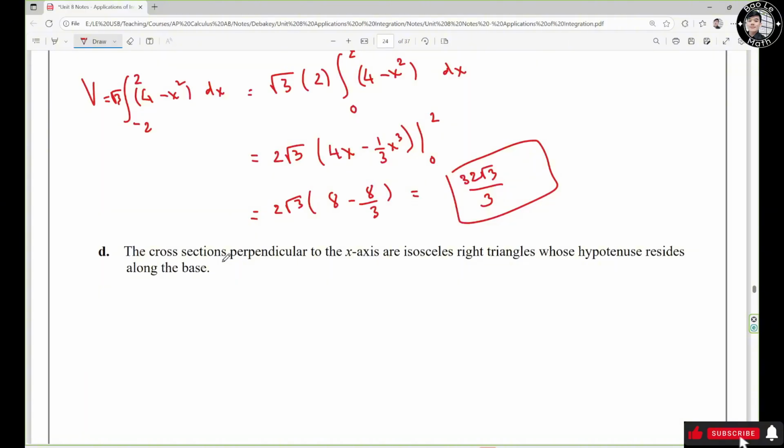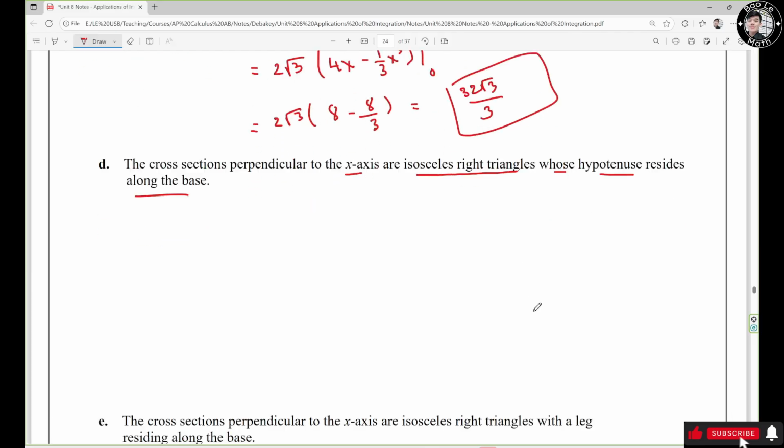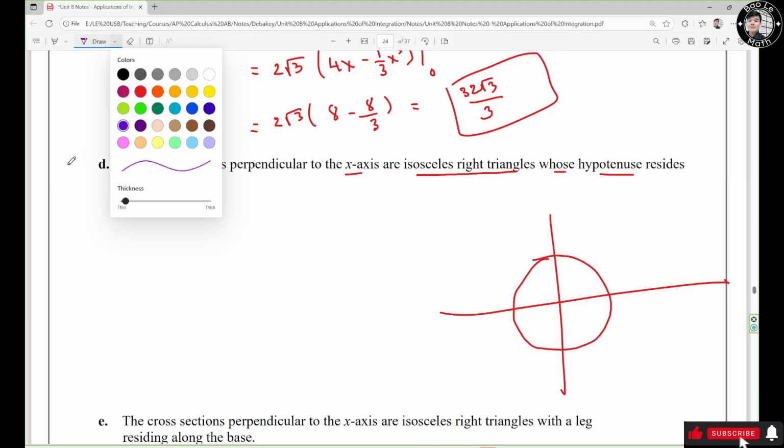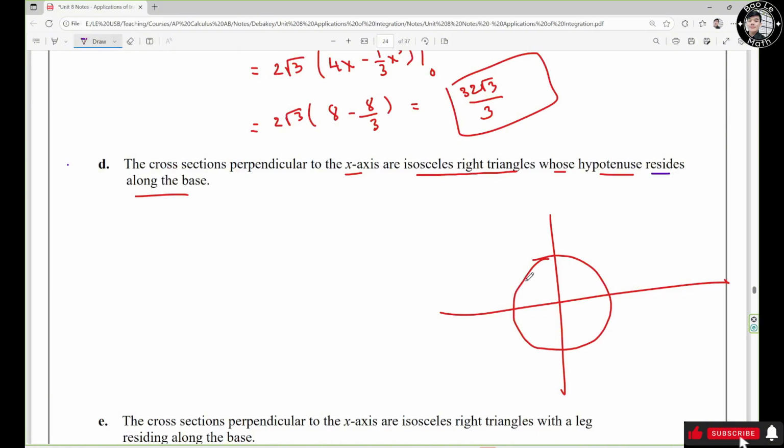Now question D. The cross sections perpendicular to the x-axis are isosceles right triangles whose hypotenuse resides along the base. Alright? So I'm going to sketch the function again. It's going to be right here. The hypotenuse resides along the base, so this one is the hypotenuse right here. This one is an isosceles right triangle. Alright? So it could be something like this. And if you keep drawing, it's going to be something like this.